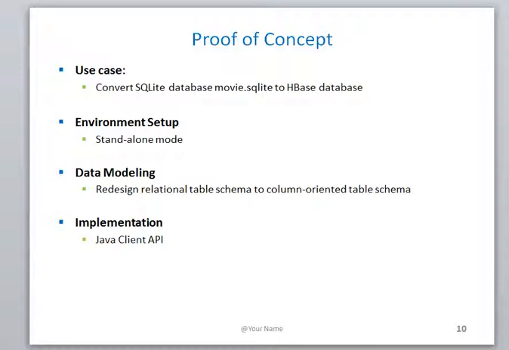Let's talk about the proof of concept. My goal is to get familiar with the Java Client API. So I took the SQLite database that contains a small set of movie data and converted it into HBase tables. For this purpose, I set up my local machine to run HBase in standalone mode, which is strictly used for development.